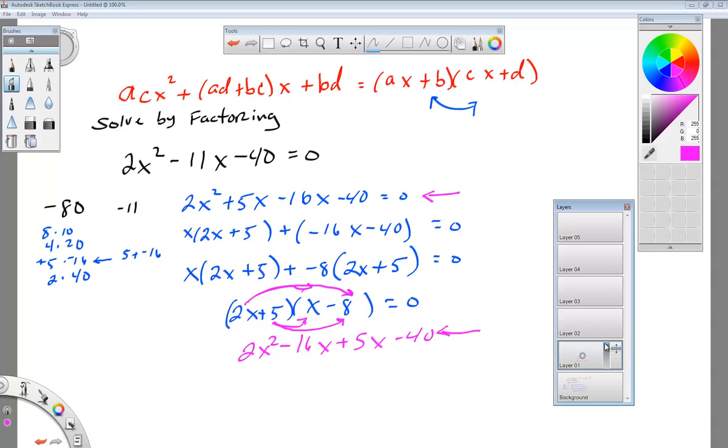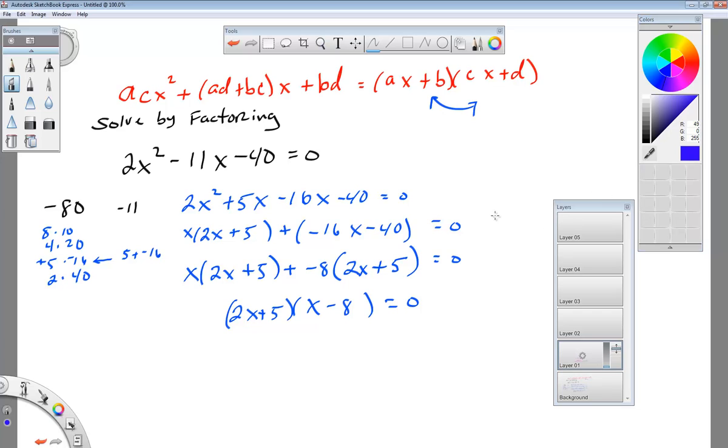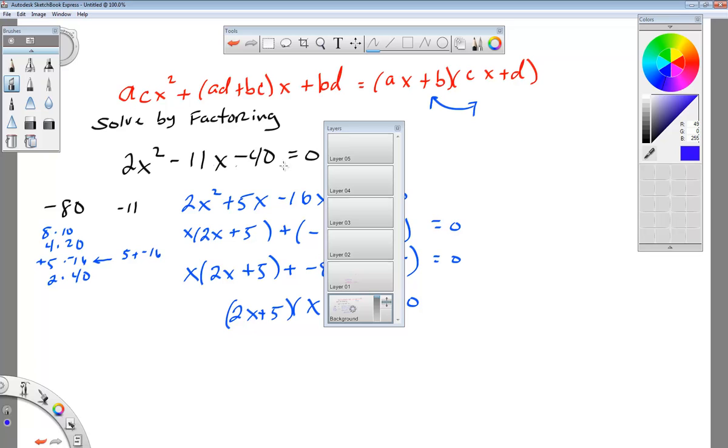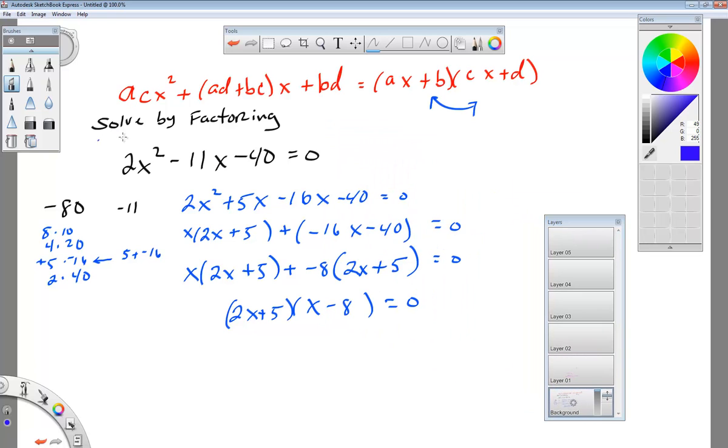So I'm just going to fade that back out of here so I can't see that. Go back to my blue, and I'll finish this up. I'm going to now solve this. Back on my background there. Sorry about that. Going to solve this.